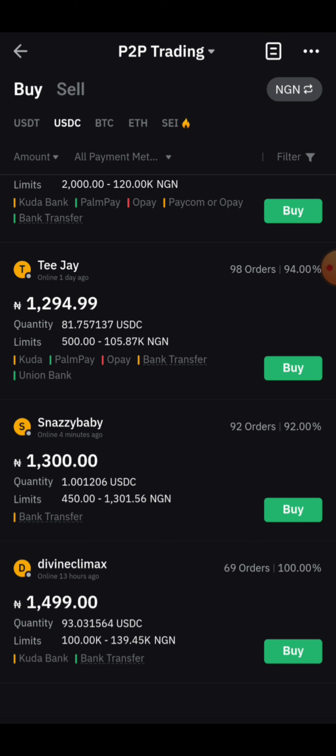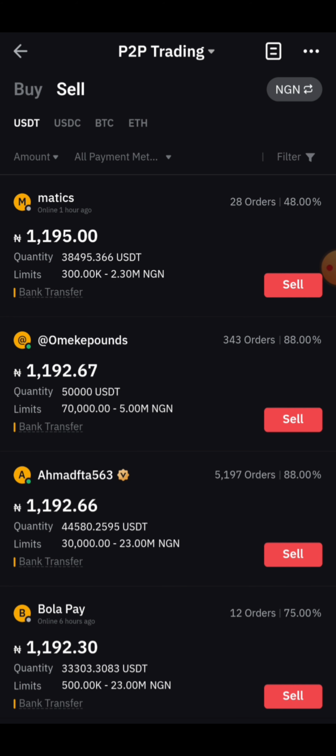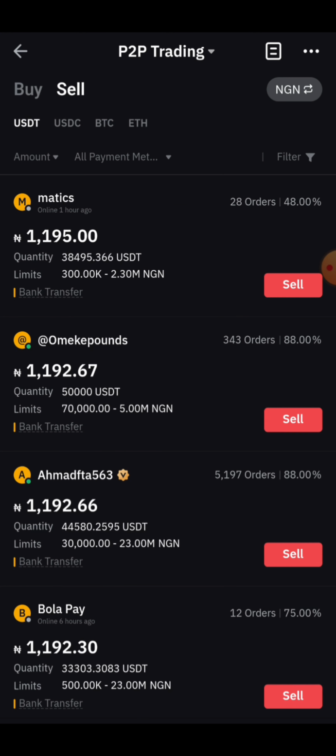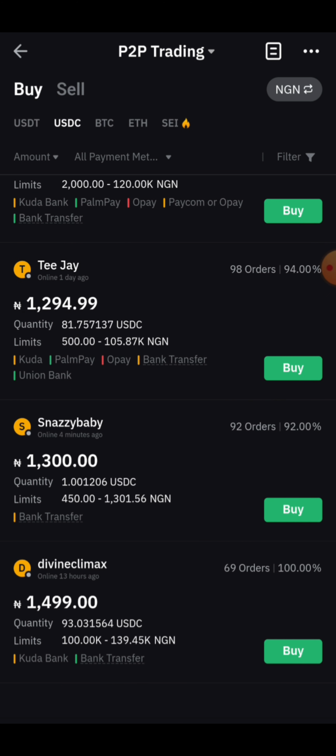Now, the catch here is very simple. If you are already accepted as a merchant, on the sell section is where the merchants are buying, and on the buy section is where the merchants are selling. On the sell section is where individuals that are not merchants are selling, while on the buy section is where the individuals that are not merchants are buying.